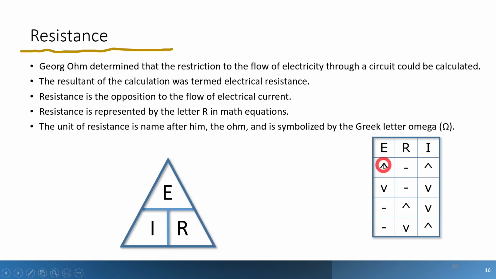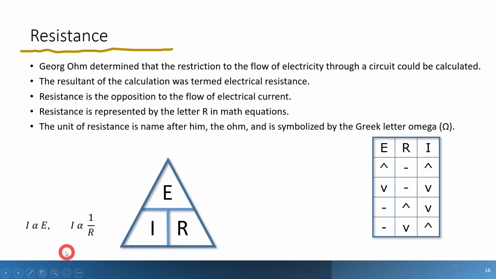If voltage went up, that's what the up arrow means, and the resistance in the wire, the length of the wire, was kept the same, the current went up. If voltage went down and the length of the wire was kept the same, the current went down. But if the voltage was kept the same and the length of the wire went up, the current went down. And if the voltage stayed the same and the length of the wire was decreased, the current went up. Okay, that gave us these two relationships.